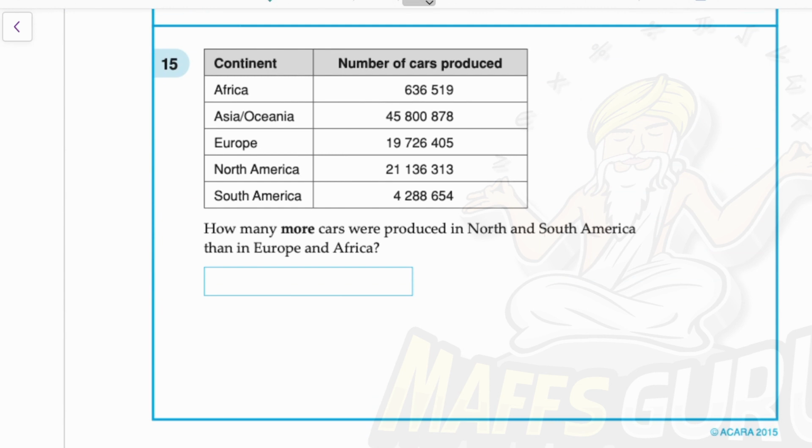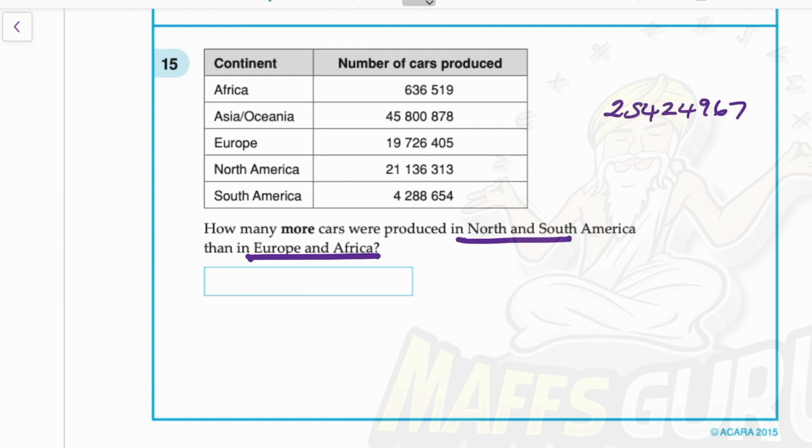How many more cars were produced in North and South America than in Europe and Africa? So what they're asking you to do is add together the number of cars in North and South America, add together the number of cars in Europe and Africa, and then take them away, because it wants how many more cars. So let's see what we got. We've got North America, which was 21136,313. We're going to add that to South America, which was 4288654. Hit enter, and I'm going to write that value down, 254,24967. That's a lot of cars.